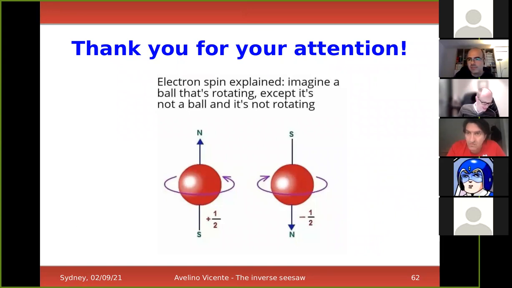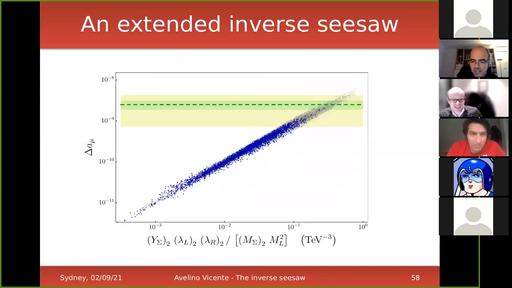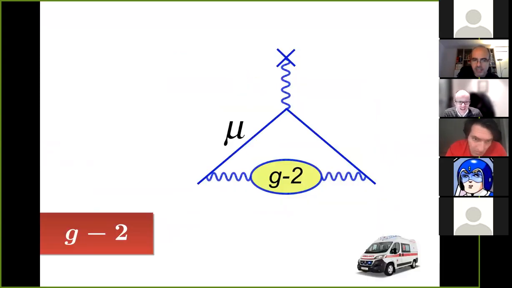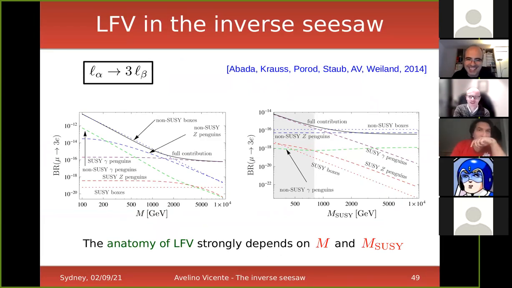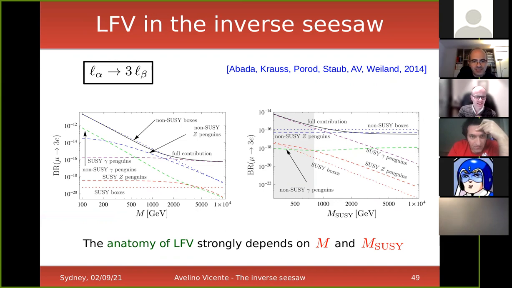Maybe let me start. Sure. Can you go back to slide 49? Sure. Here. Yeah. So on that busy plot, one thing I noticed is that if you go to low masses, then typically the non-SUSY contributions become more important compared to the SUSY. Is there a reason for that?